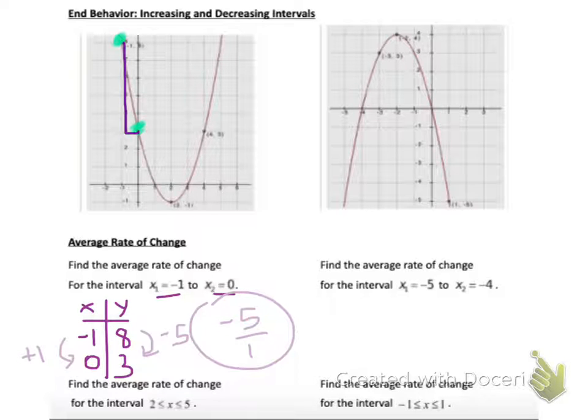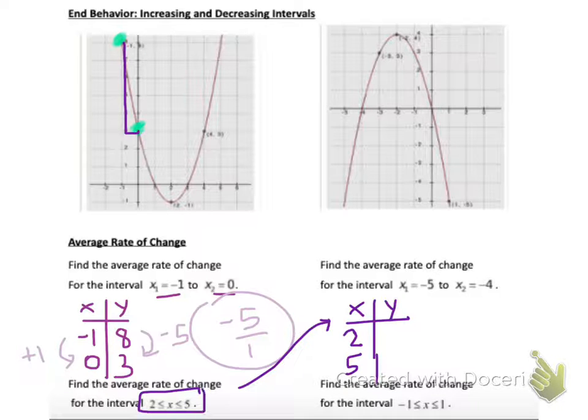I don't have room on my screen for the second one, so I'm going to write it in this spot right here. Please make sure you put it in the appropriate spot on your paper. So they're now saying 2 and 5. Notice they wrote it a little bit differently. They set it up as an interval, so they're just saying what's the average change between 2 and 5. So this is just a different way of presenting the information.